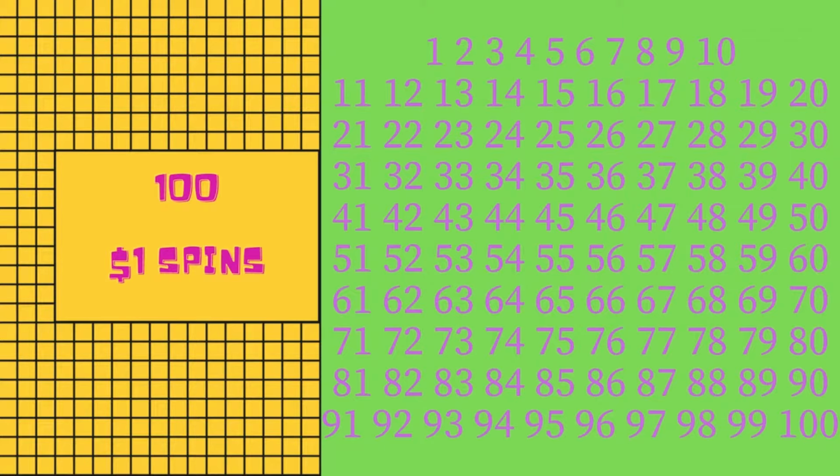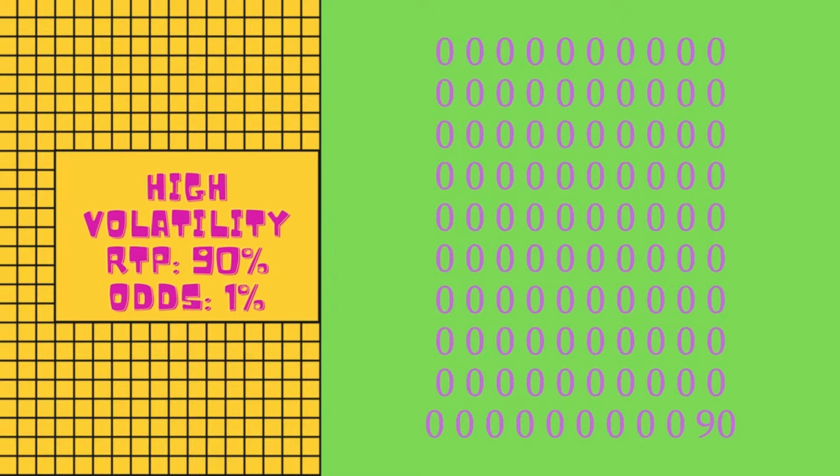In our first example, we have 100 spins on a dollar machine. And on the right-hand side, you'd simply see 100 spaces, and they're numbered 1 through 100. Those represent the 100 pulls. We're going to show you examples of machines, and you just look at those spots on the right, and you'll understand what the RTP and the odds mean.